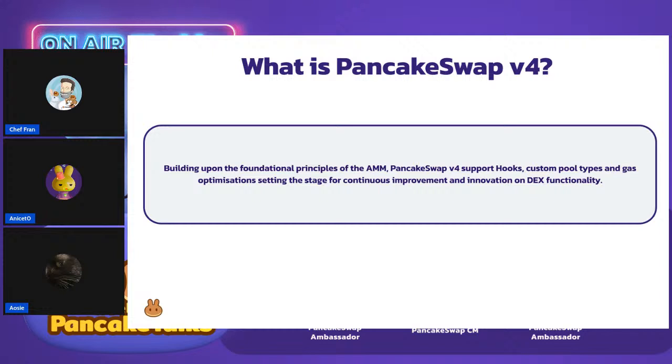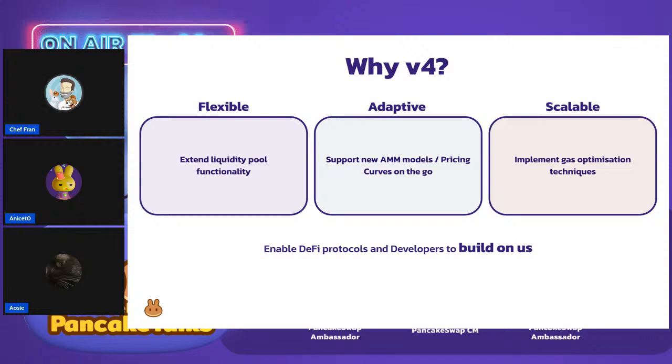Thank you, thank you. Okay, as you mentioned, the hooks, the custom pools. Of course, another big part is the gas optimizations. And what's the meaning of this, or why are we doing this? It's because PancakeSwap V4 is flexible, adaptive, and scalable. It's like the crypto trilemma, right? It's flexible because it extends liquidity pool functionality, as you mentioned. It's adaptive because it supports new AMM models, for example the liquidity book you mentioned that is going to be live with the CLAMM, too many letters to pronounce, the concentrated liquidity that we already know. And it's scalable because it implements gas optimization techniques.